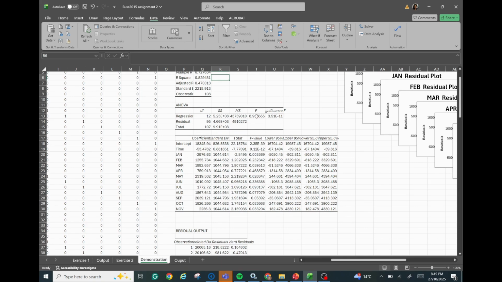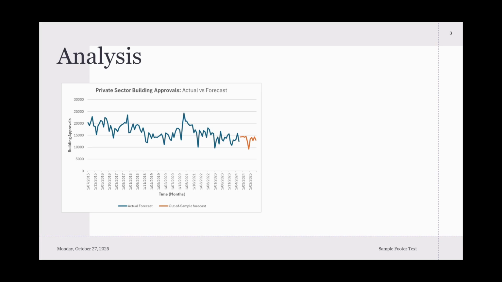From the coefficients, I then derive a forecasting equation which combines the trend and seasonal effects. The equation is the intercept coefficient plus time coefficient x, so that is 18,345.94 plus minus 53.45x. This equation was later used to generate the within sample and out of sample forecasts. Now we're going to be analysing the output.